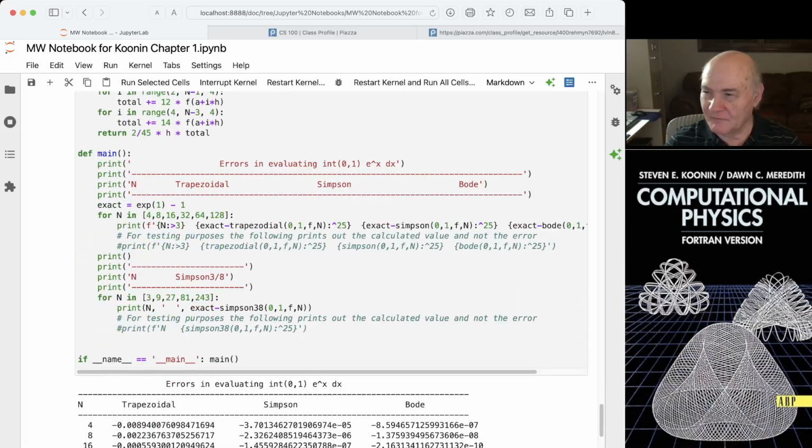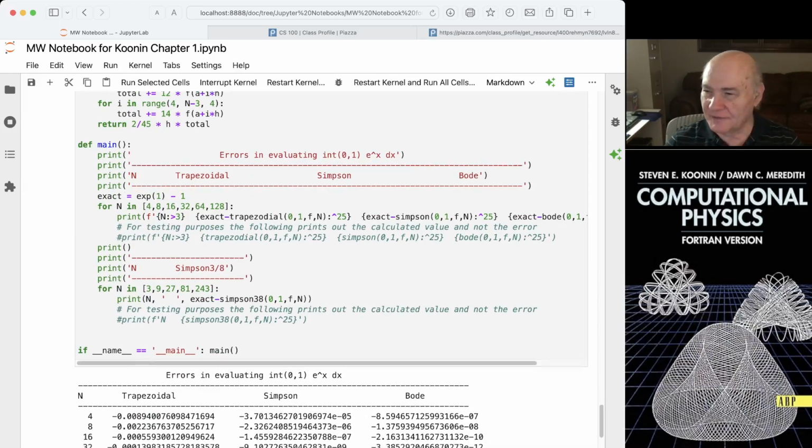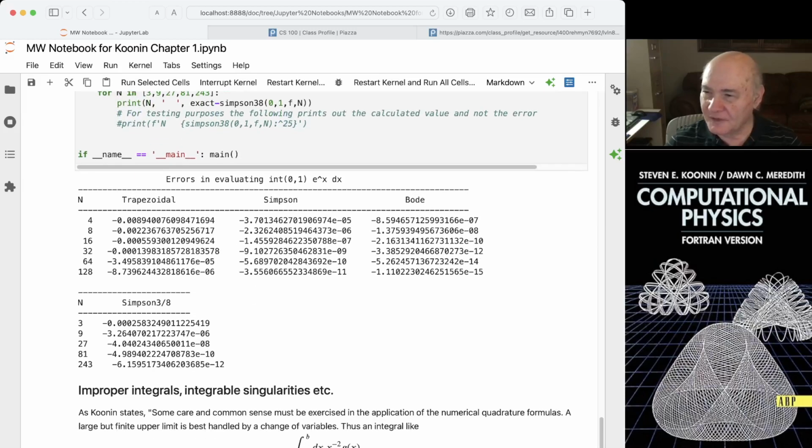Anyway, when you run this, you click in the box and you hit Shift Enter or Control Enter. Here we're integrating a simple function, e to the x, but it's nonlinear, so any function, from 0 to 1, and I just want to get an idea of the errors. So these are the errors. It's not the value of the function, it's the errors. And you can compare trapezoidal, Simpson, Bode, Simpson 3/8.